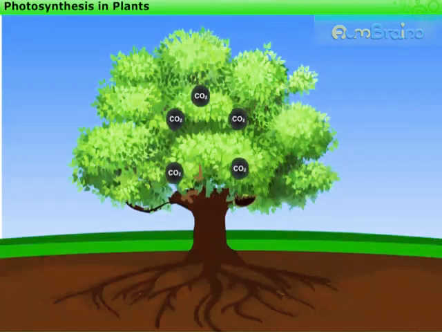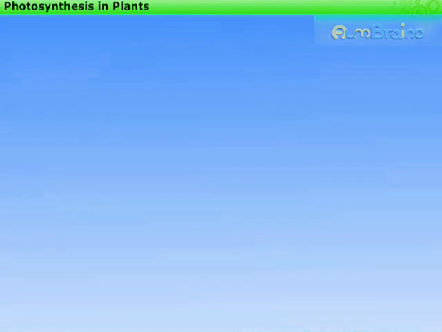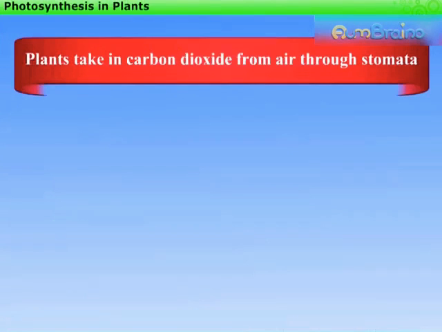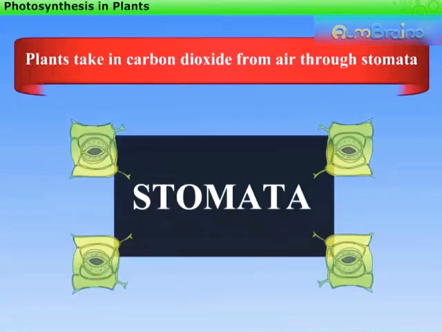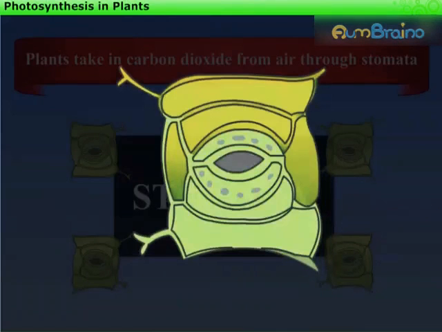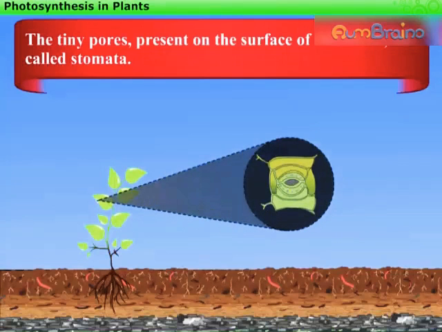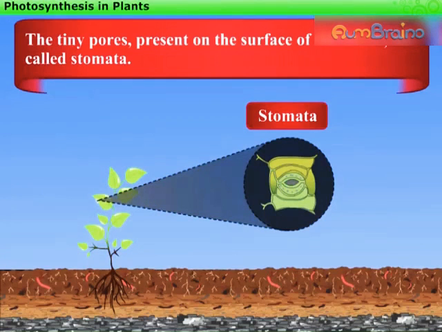Do you know how plants take in carbon dioxide from air? Plants take in carbon dioxide from air through stomata. What are stomata? The tiny pores, present on the surface of the leaves, are called stomata. These are surrounded by guard cells.